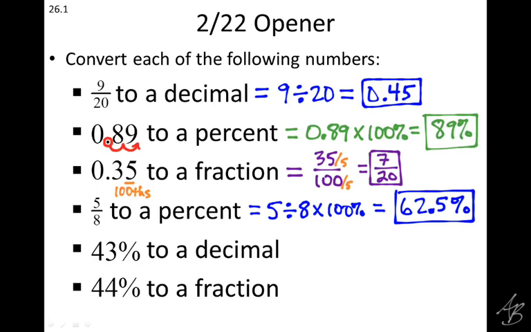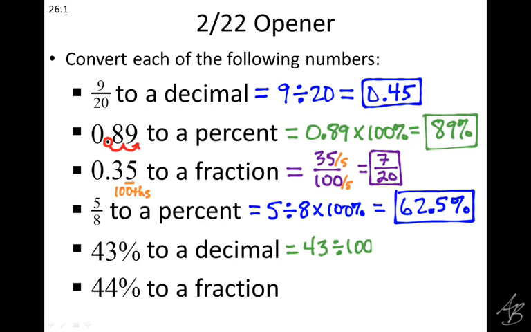How do we change a percent into a decimal? To change a percent into a decimal, think about what percent means. What does percent mean? Out of 100, right? So 43 out of 100 is the same thing as 43 divided by 100. So we're going to do this by dividing by 100. So one way to do it is just write down 43 divided by 100, and then we type that into our calculator, we get our answer.